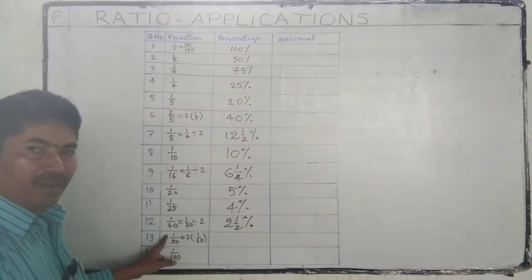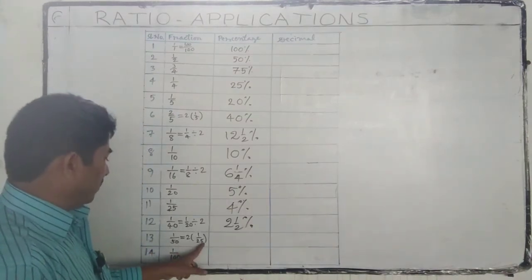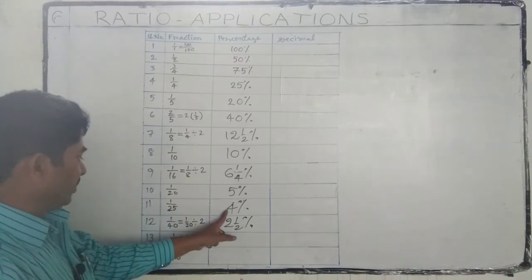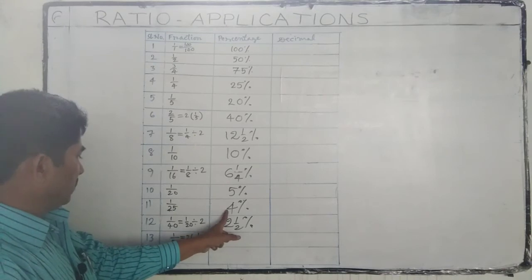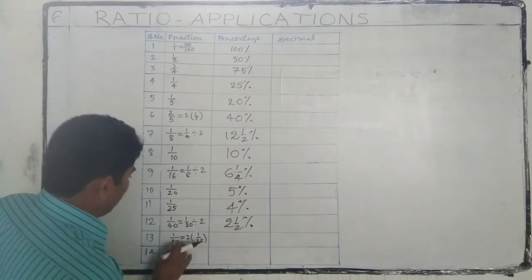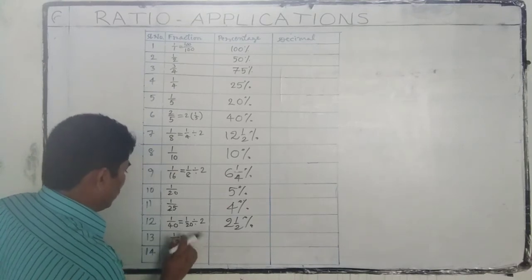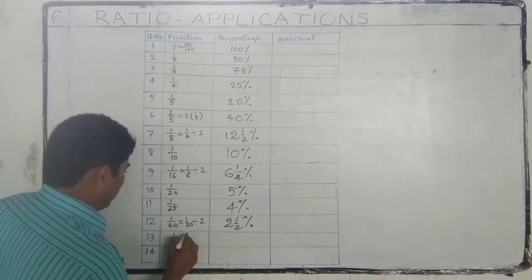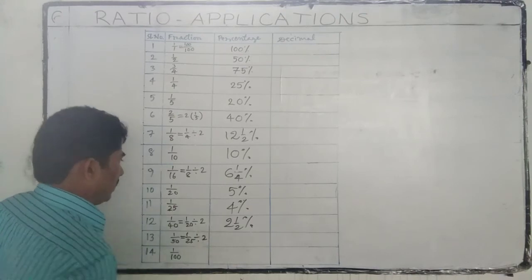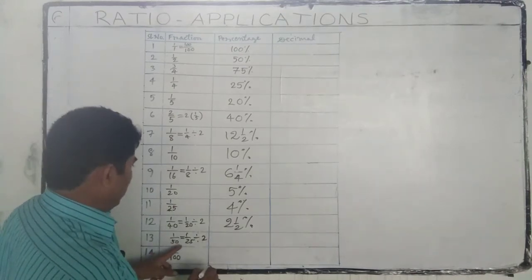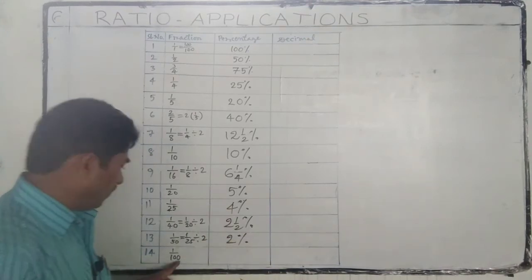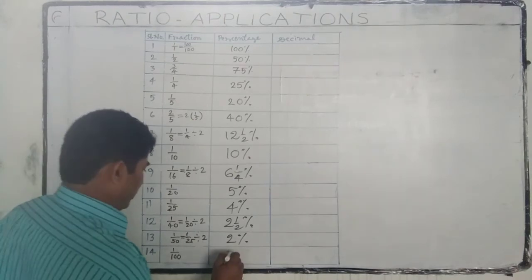1 by 50, double, twice of 1 by 25. 1 by 25, 4 percentage. So it's half of 1 by 25, 2 percentage. 1 by 100, 1 percentage.